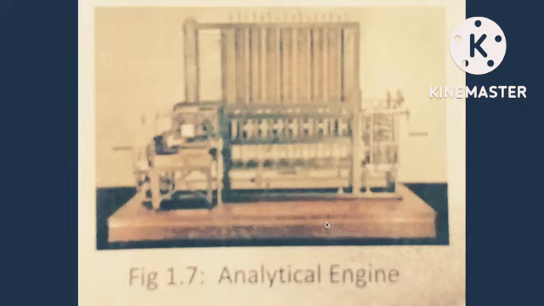So this device consists of two main parts. The first part is the store, which corresponds to the memory in today's computer, and then we have the mill, which corresponds to the central processing unit in today's computer. Now you can see these early computers have similarity with today's technology. They were like the predecessors. They are like the forefathers and the ancestors of today's advanced technology.